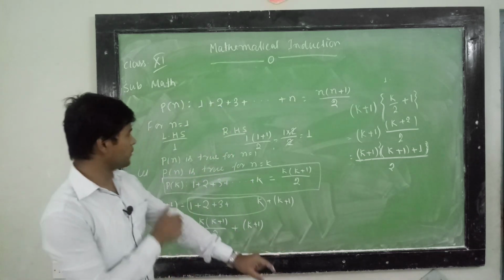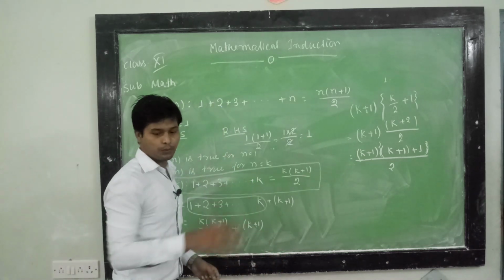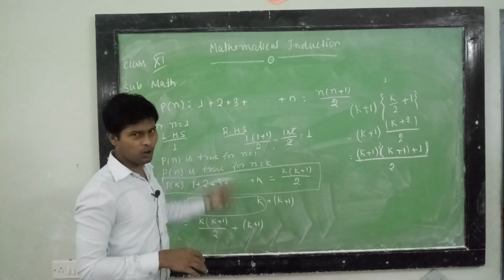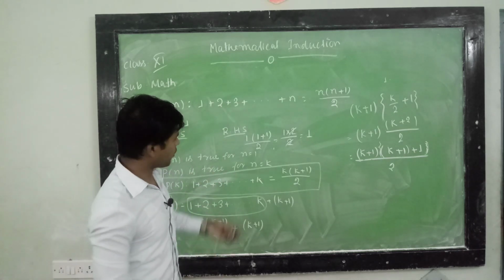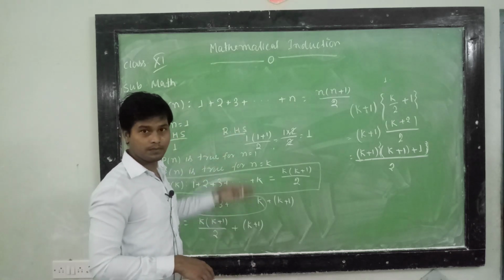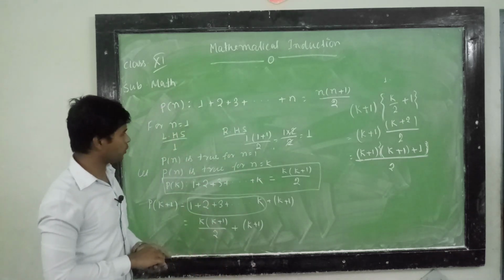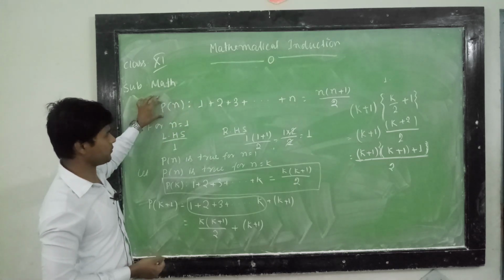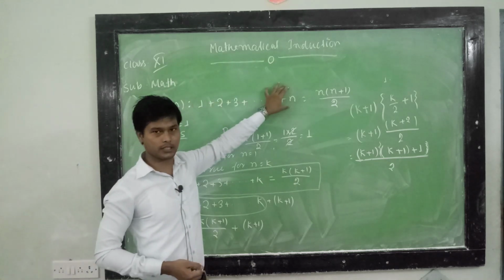So look at the procedure once, because all the problems in this exercise can be solved this way. Whatever the problem it is, we can solve the problem this way. So I am telling you the procedure once again. First we will consider the given expression as P of n. So P of n equal to the given expression.